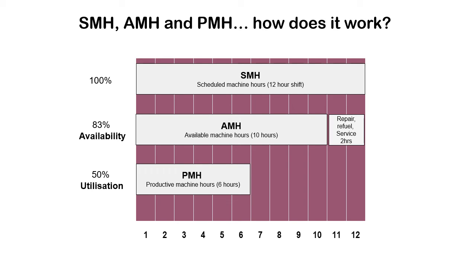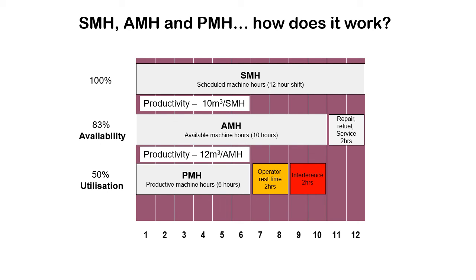Productive machine hours, 6 hours, because we have operator rest time, some interference, as well as the repair, refuel, and service time. So, if we have to produce 10 cubic meters per scheduled machine hour, we have to produce 12 cubic meters per available machine hour, and we have to produce 20 cubic meters per productive machine hour. This ratio, we understand, is very important because understanding how you eventually cost your system and what time component you cost it over affects the overall cost, as well as the required productivity for those particular time concepts.